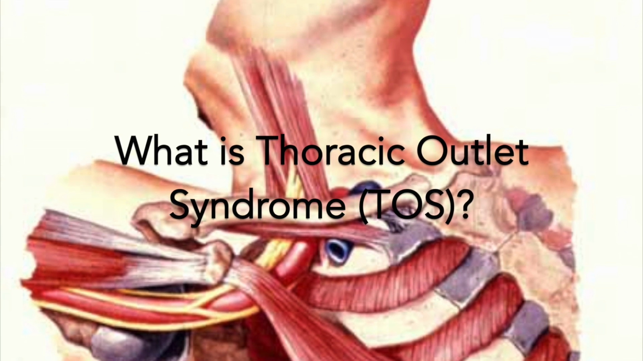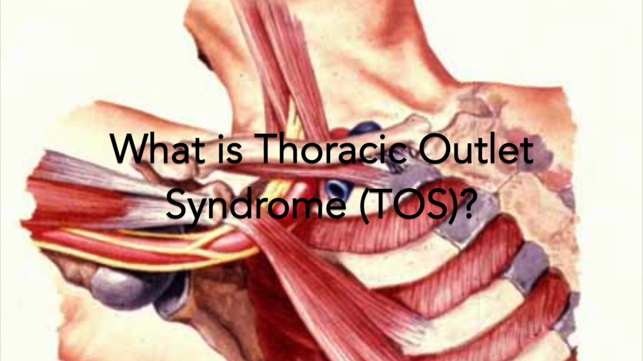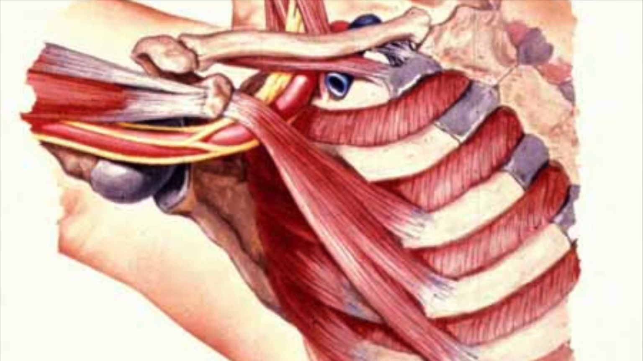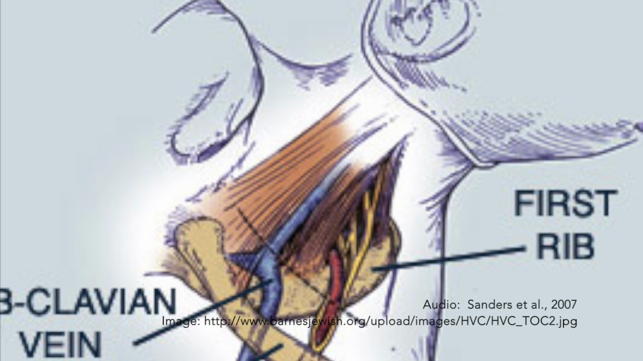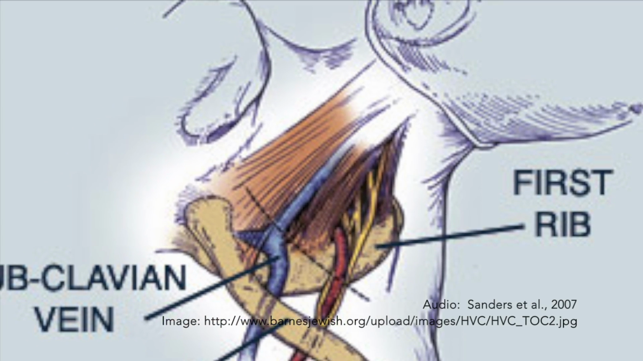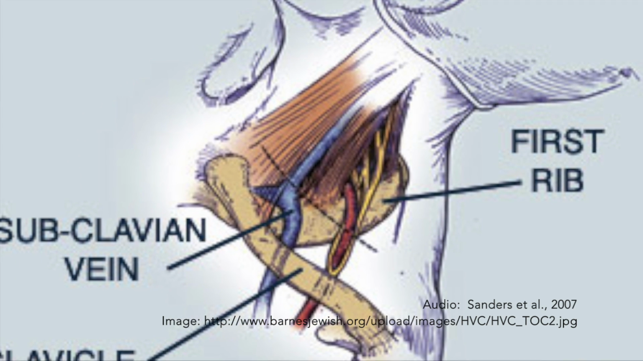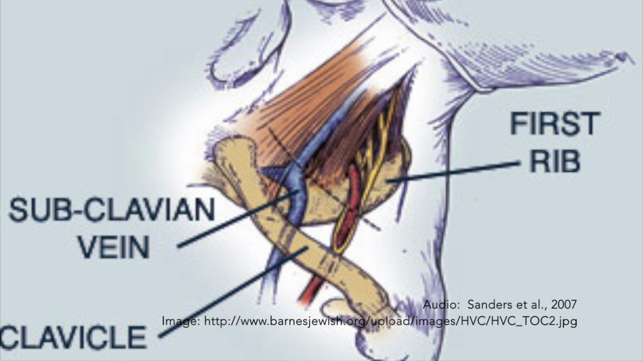Thoracic Outlet Syndrome, or TOS, refers to symptoms in the upper extremity secondary to compression of the neurovascular bundle by structures in the area just above the first rib and behind the clavicle. The neurovascular bundle consists of the brachial plexus, subclavian artery, and subclavian vein.